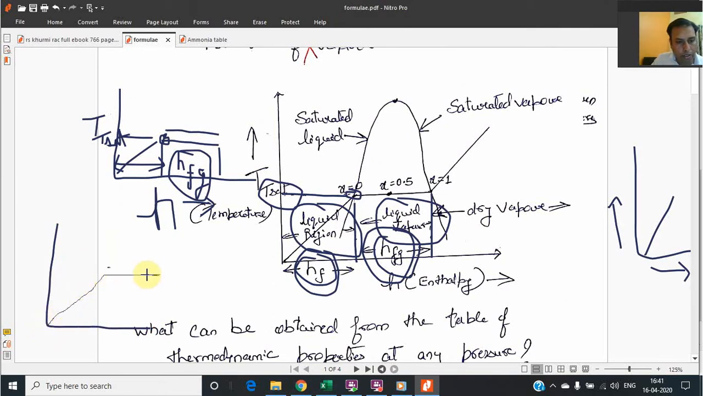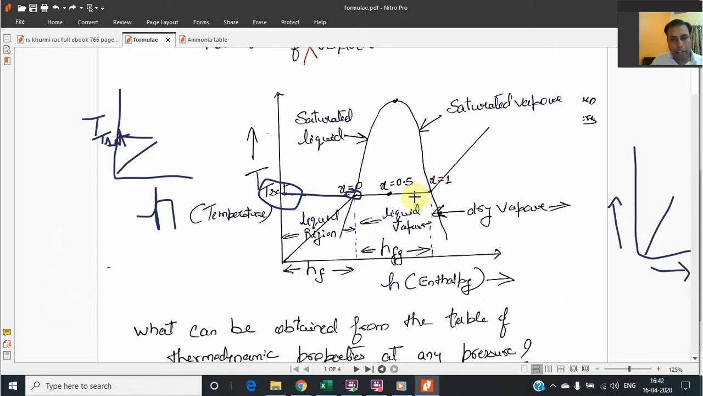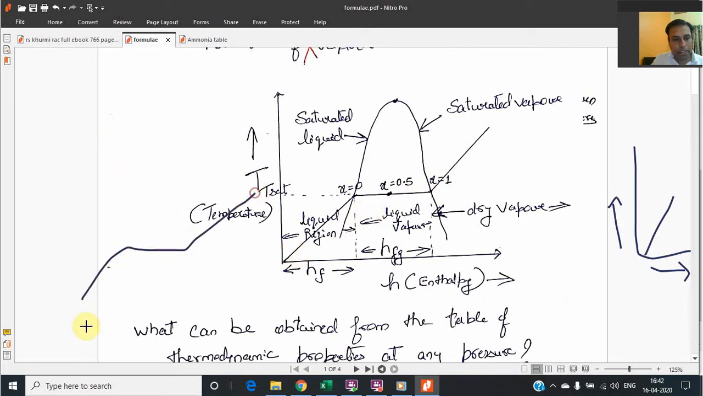It will go at constant temperature, and then if you heat further, it will enter into the superheated region. The temperature of the gaseous form will start increasing. If you heat any fluid, it will follow this type of regime, and this type of curve you will obtain. Initially both temperature and enthalpy will increase. Then only enthalpy will be consumed, while temperature remains constant. That is called the latent portion.